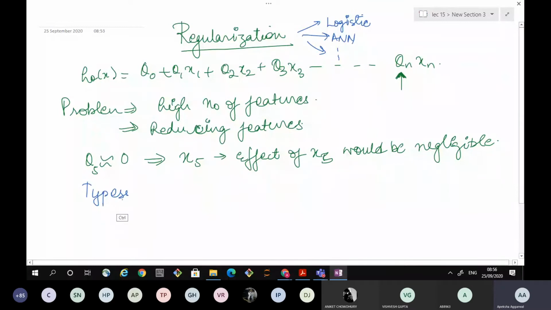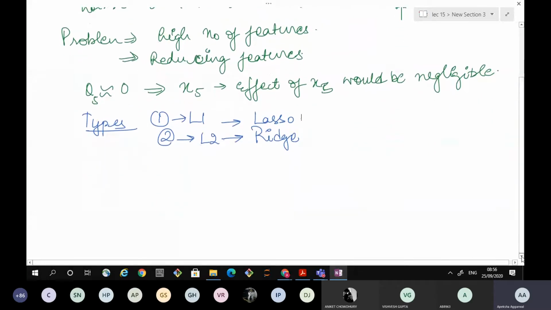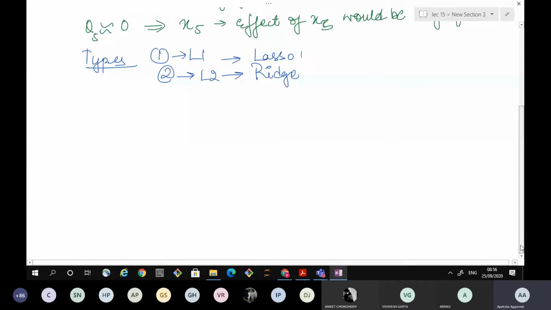The first one is L1 regularization, and the second one is L2 regularization. These are also called ridge and lasso. One of them is ridge and we'll see which one is ridge and which one is lasso. I think L2 is called ridge. I'm confused in this, and L1 is called lasso regularization. Okay. This is just another name for this. Now let us have a look at L2 regularization.